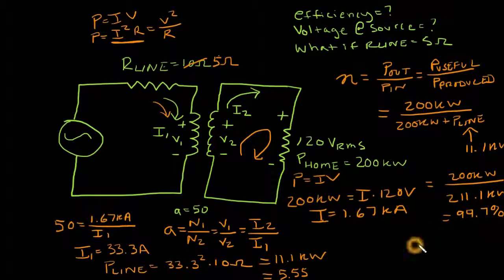Now I can come back up to this equation and rewrite it to 200 kilowatts over 205.55. See what that gives me. And I get 97.3%. So obviously, as we'd expect, if we decrease our resistance here, we're losing less power in the line, and our overall system becomes more efficient.